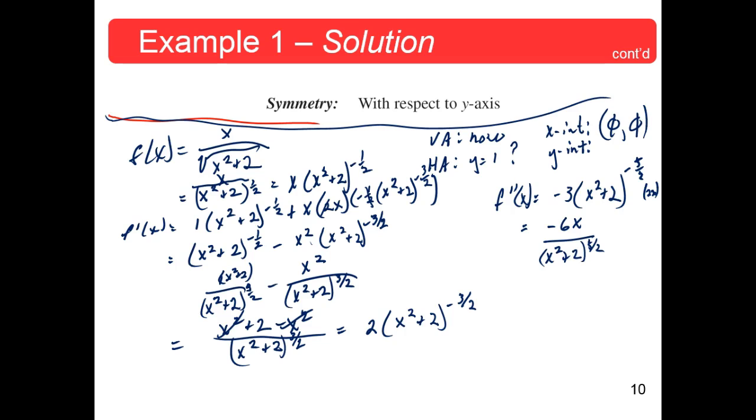Is there any place where the first derivative is undefined? Okay, now what would make that undefined? The denominator, right? And is that ever 0? No. Okay? Is the part in here ever negative? No. So there are no places. You have no critical points, which means no relative maxima or minima. Okay?